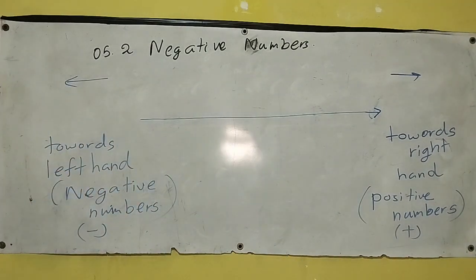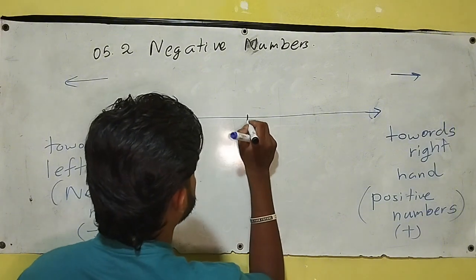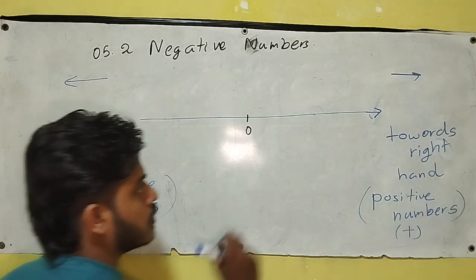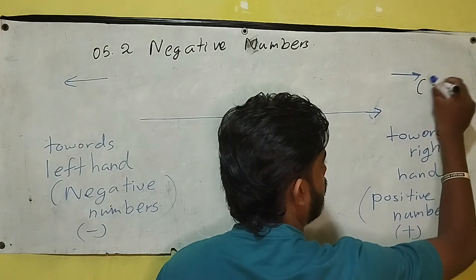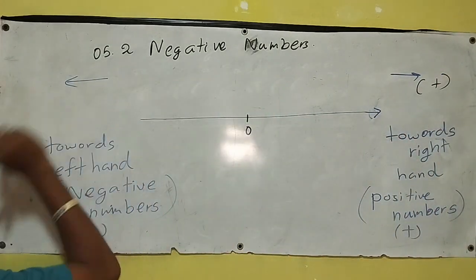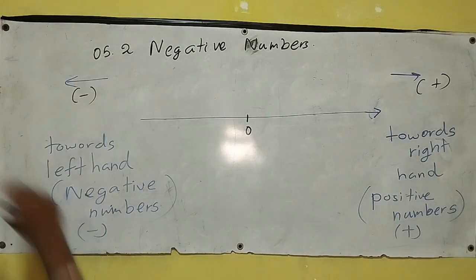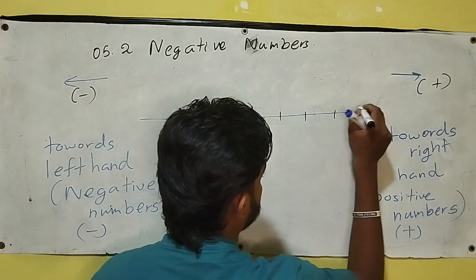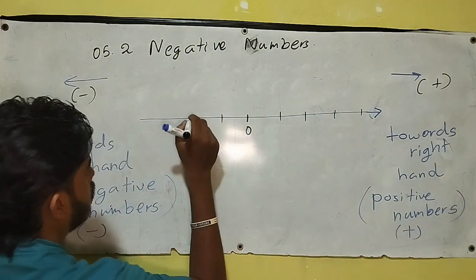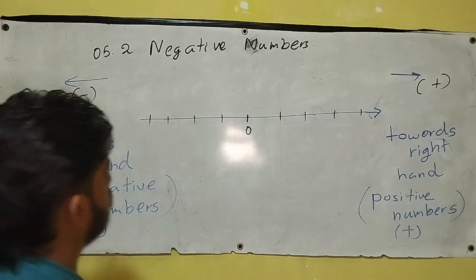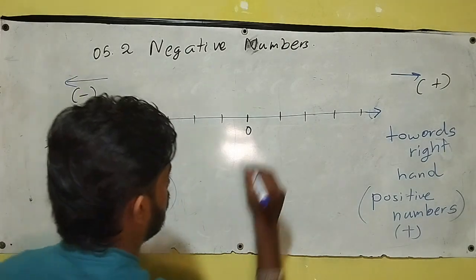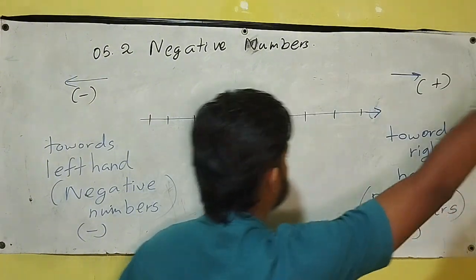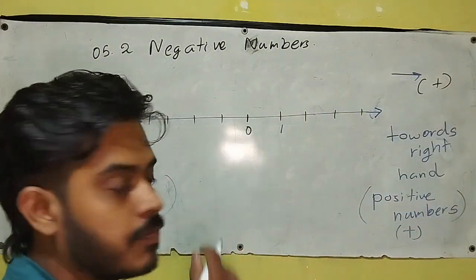Then now I am going to mark the points. 0. Towards right hand side plus, towards left hand side minus. 1, 2, 3, 4. This is the beginning point.